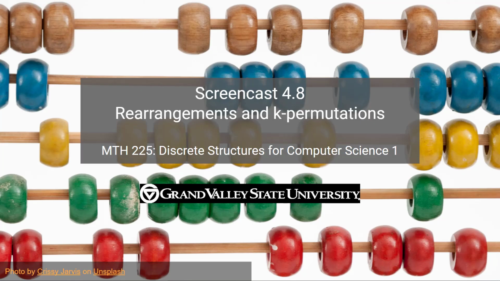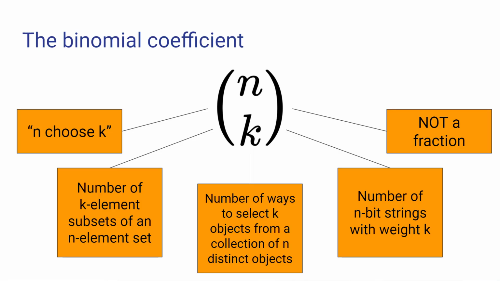We've just added the binomial coefficient to our list of tools for solving complex counting problems. The binomial coefficient n choose k counts the number of ways to select a group of k things from a larger collection of n things. An important interpretation of this is it's the number of ways to choose a k-element subset of an n-element set.